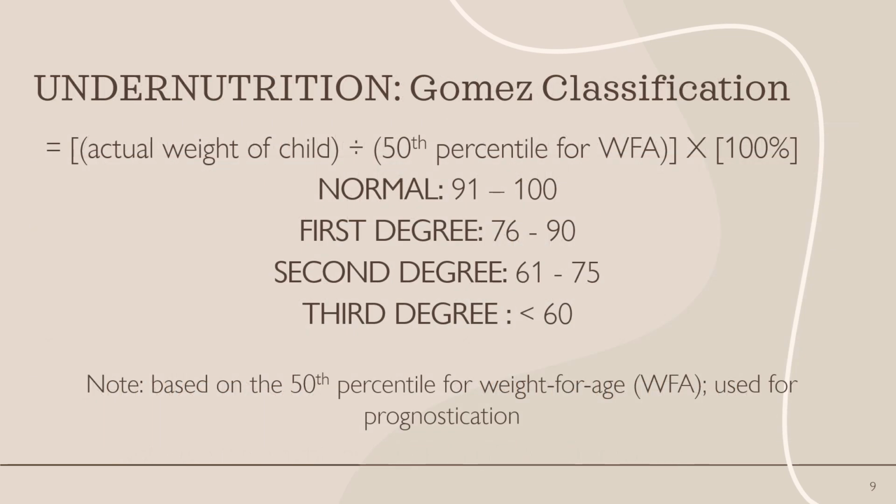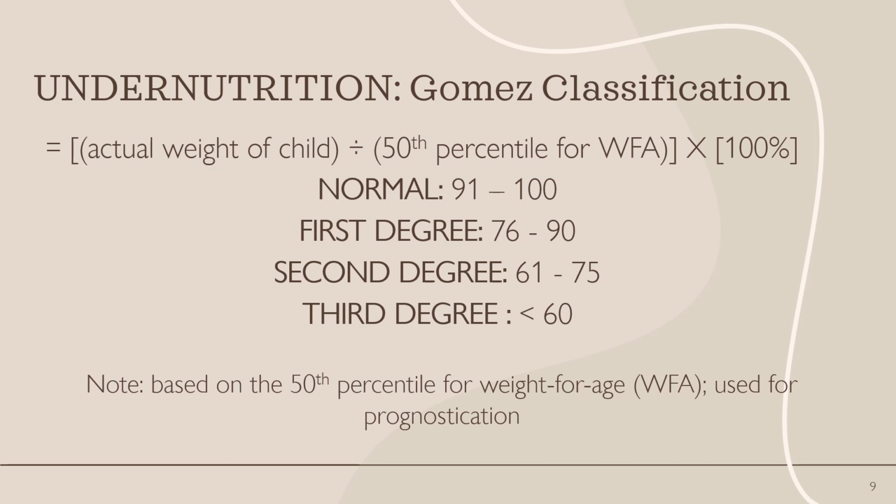Now we also have the Gomez classification. Okay, but this one is used basically for prognostication and not just determining the degree of undernourishment. So here we have a different formula, similar to your wasting, but instead of the weight for length, you get the 50th percentile for weight for age. Okay, so basically you get what is the normal weight supposedly for the age of the patient. Okay, so you divide those and then you multiply it by 100. And then whatever you get, the value will determine the degree of malnourishment of your patient.